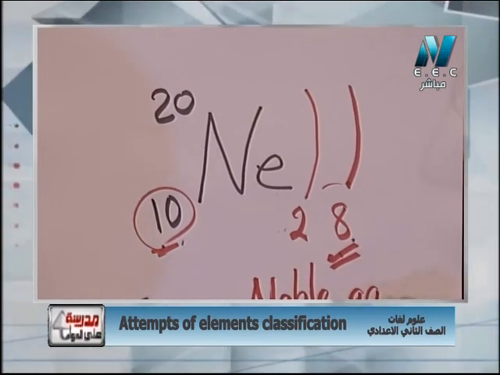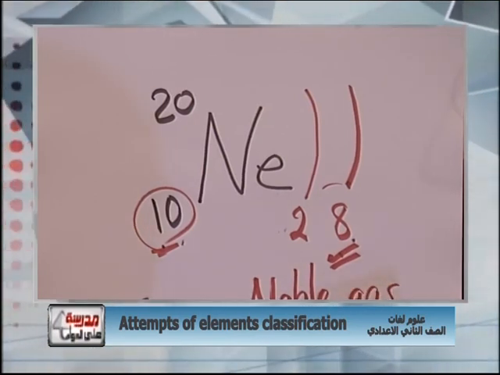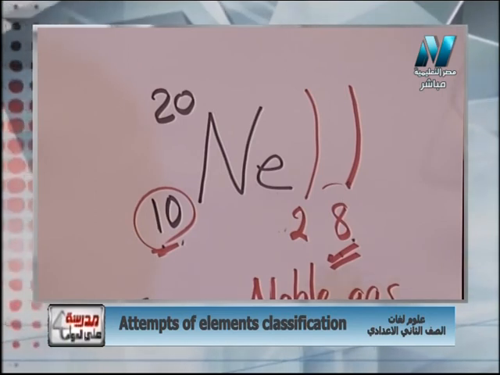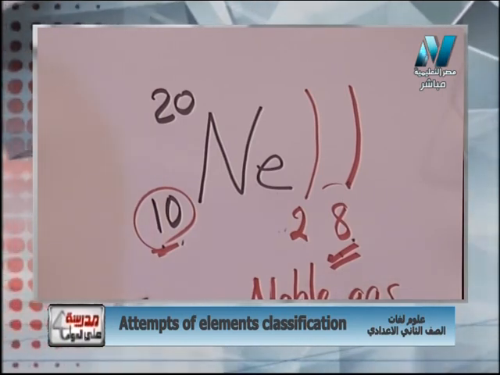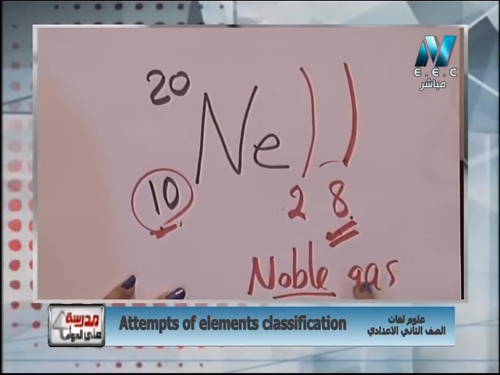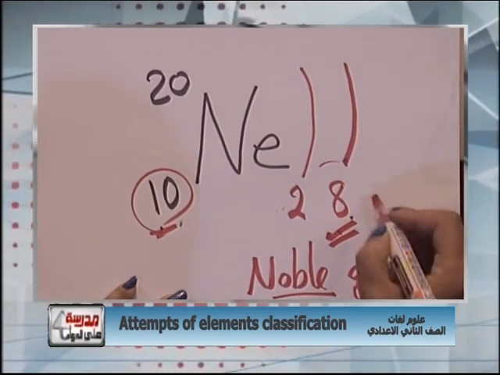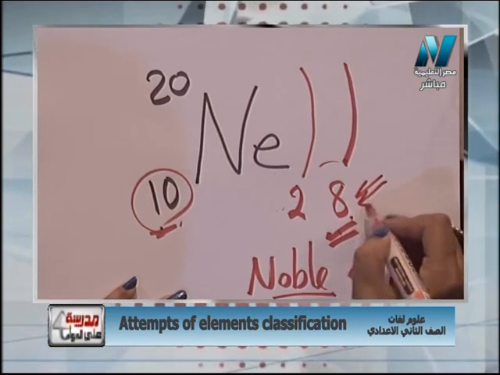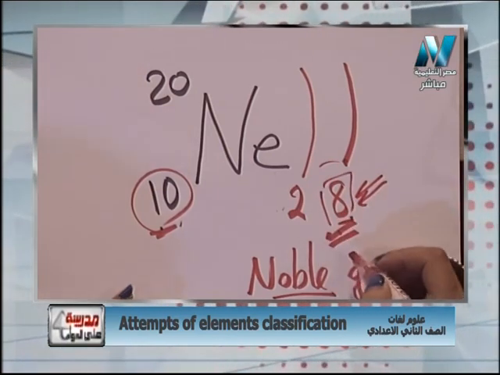Noble gas. What's meant by noble gas? It is the element, or the atom, that cannot share in a chemical reaction. Why? Because it is completed or saturated with electrons.